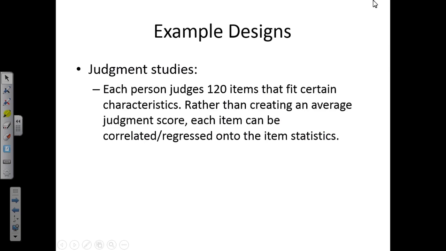So an example from my lab, we have each person judging 120 items. This is the thing that Katie's working on. And these items have certain characteristics, and generally we have to sort of average and create a high judgment type and a low judgment type. And so I go from 120 items to 4. So that loses a lot of power for me. So instead of creating these averages, I can use all of them for each participant. And so that's why we like it.